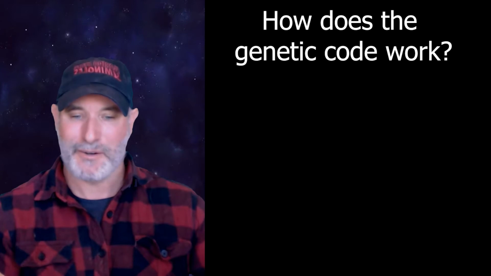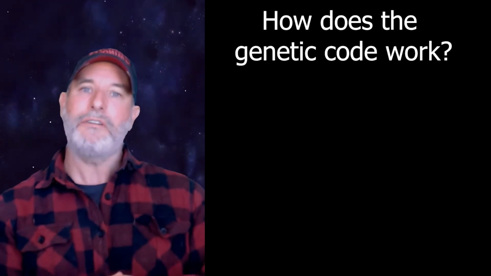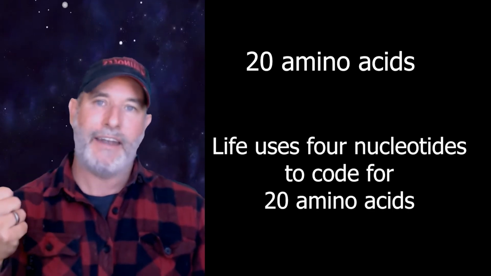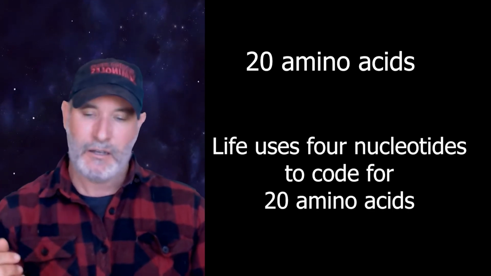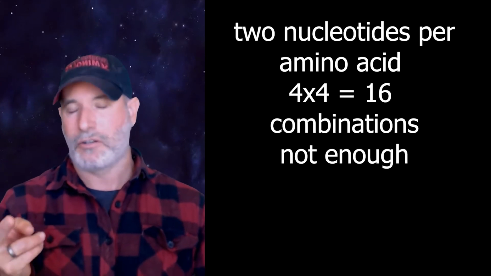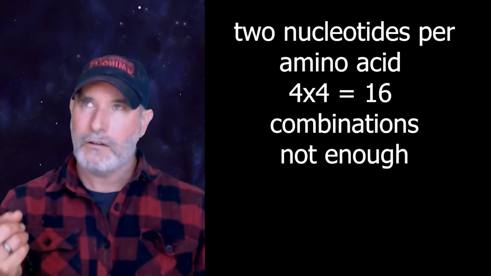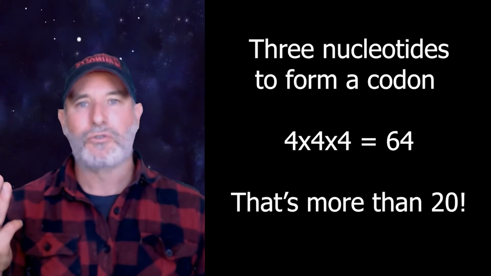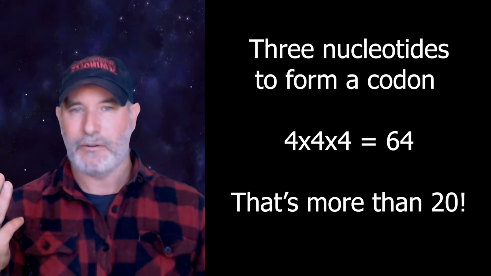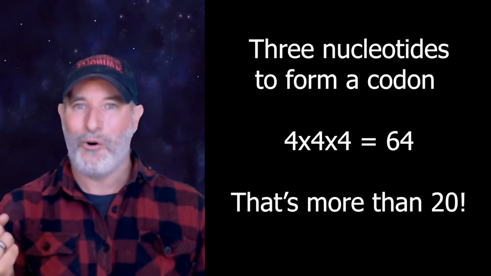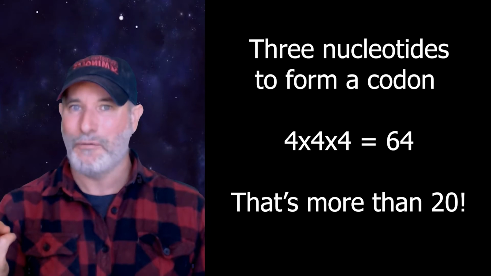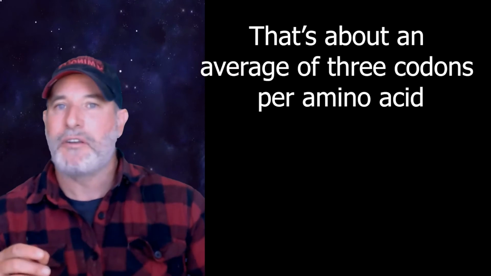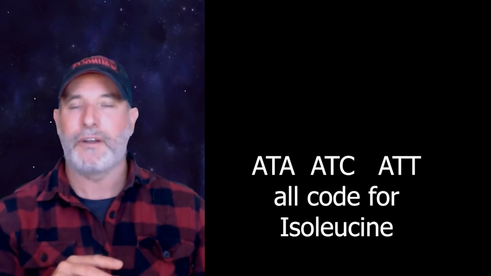So how does this genetic code work? Well, let's think about this. There are 20 amino acids. Well, we use 4 nucleotides: adenine, thymine, guanine, cytosine. So if I did 2 nucleotides, that's 4 times 4, which is 16. That's still not 20. But what if I do 3 nucleotides in a row? That's a codon. So 4 times 4 is 16, times another 4, that's 64. Okay, so if I've got 20 amino acids, that puts me right at about 3 codons for each amino acid.